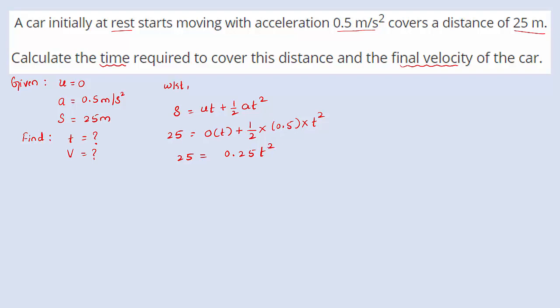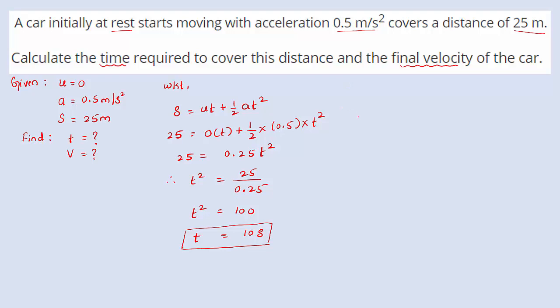T square equals 25 divided by 0.25, so that gives 100. But we want only the value of T. So T square equals 100. Therefore, T equals 10 seconds. 10 seconds is the time required to cover the distance of 25 meters.